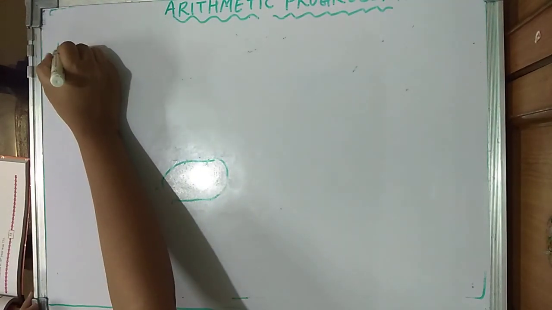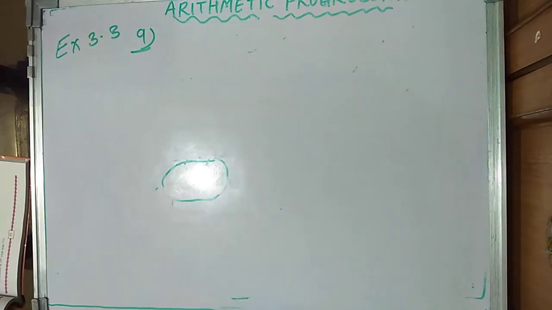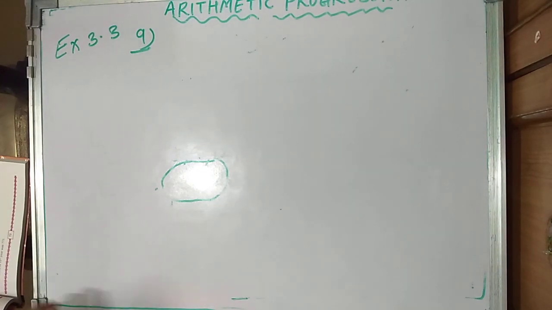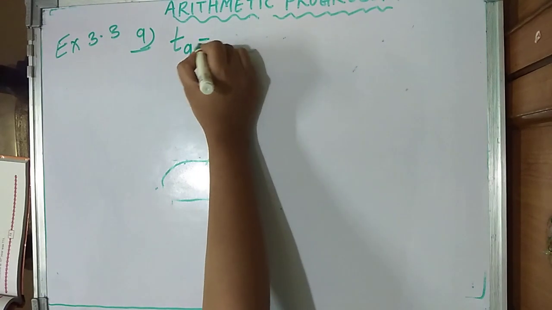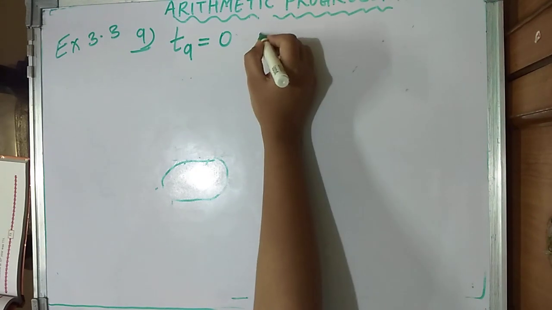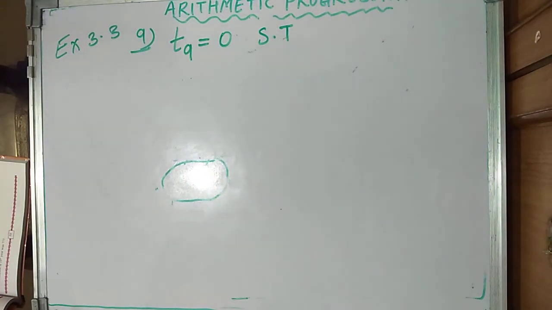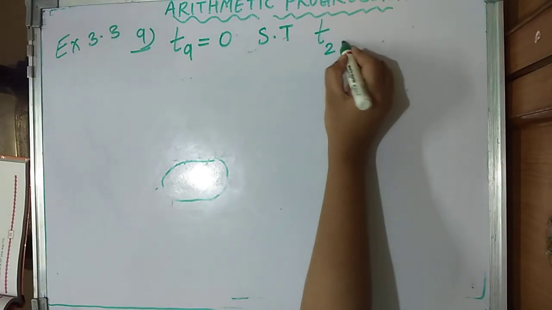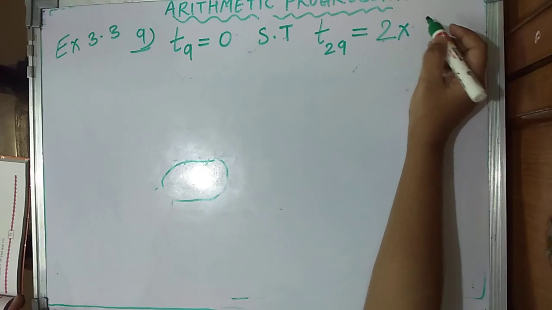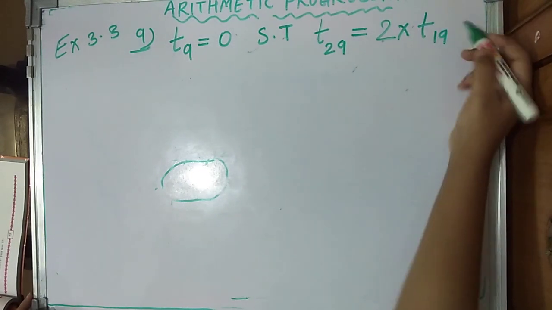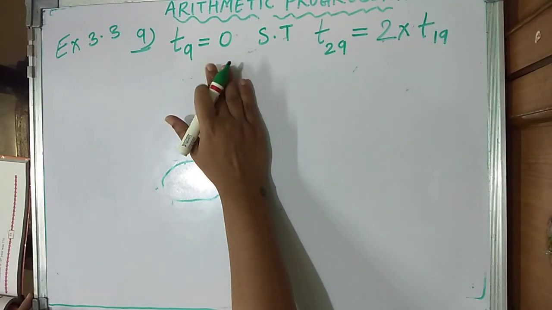Now, exercise 3.3, ninth sum. The ninth sum says: if the ninth term of an AP is 0, then show that the 29th term is twice the 19th term. 29th term means T29 equal to, twice means 2 into, the 19th term. So this is what we have to show and the given thing is that the 9th term is 0.